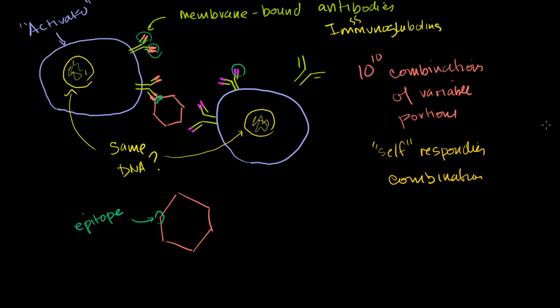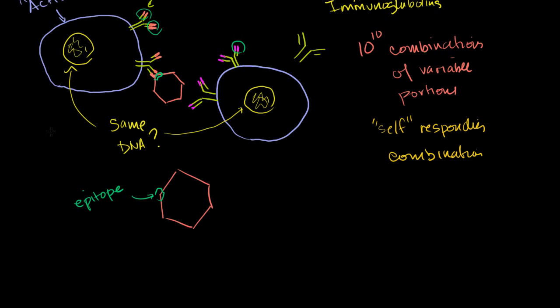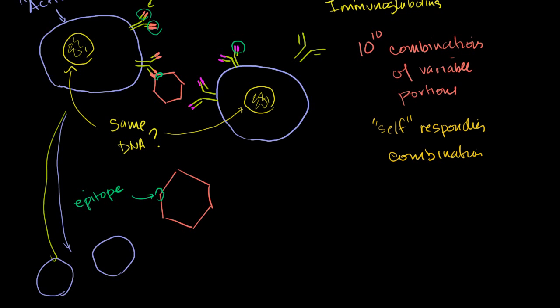But once this guy gets activated, so this is the activated guy, he's going to start cloning himself. He's going to say, look, I'm the guy that can match this virus here. So he's going to start dividing and repeating himself. So there's going to be multiple versions of this guy. And not only are there multiple versions of that guy, they have the receptor on the membrane, they have 10,000 of these.